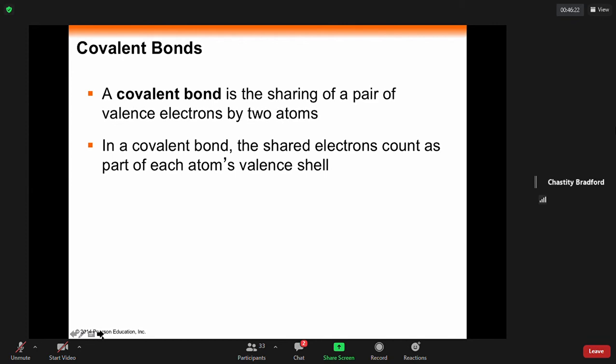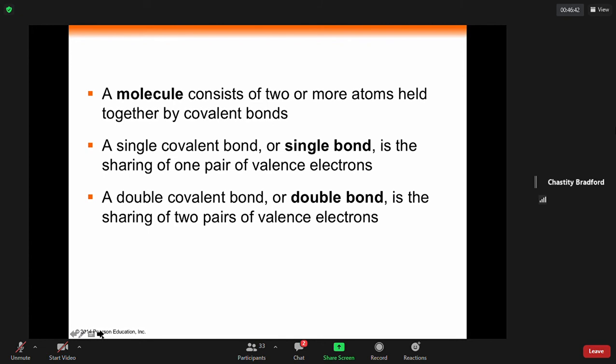I'm sharing some information. Covalent bond is the sharing of a pair of valence electrons by two atoms. Now, in the covalent bond, the shared electrons count as part of each of the atoms' outermost shell. Remember, the electrons in the valence shell determine the chemical behavior of the atom. If we have a molecule like water, H2O, it has two or more atoms. It has hydrogen and oxygen.